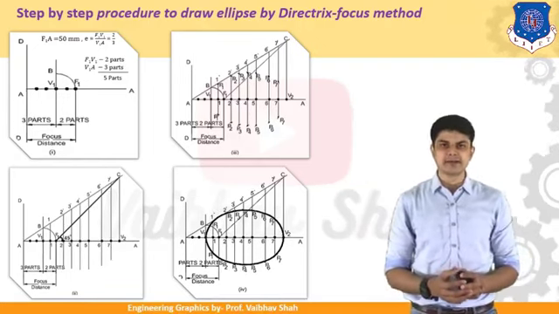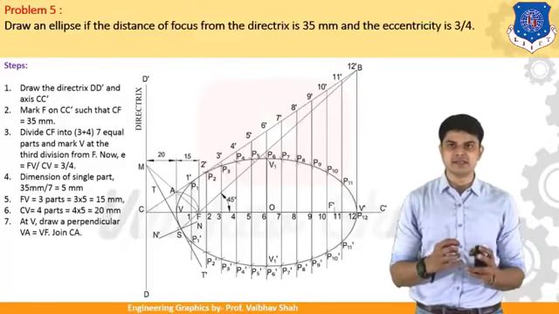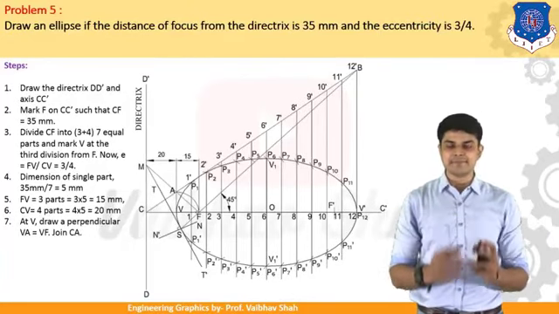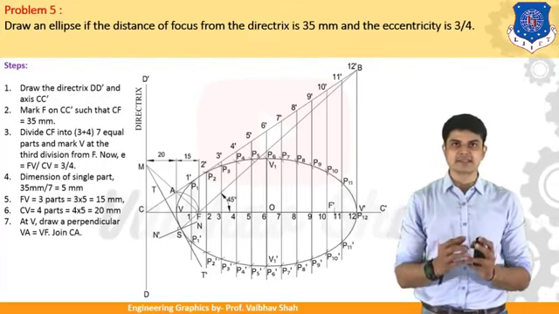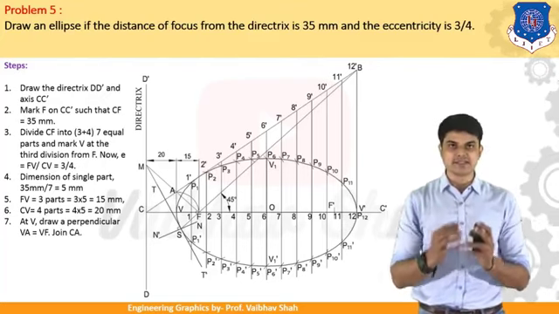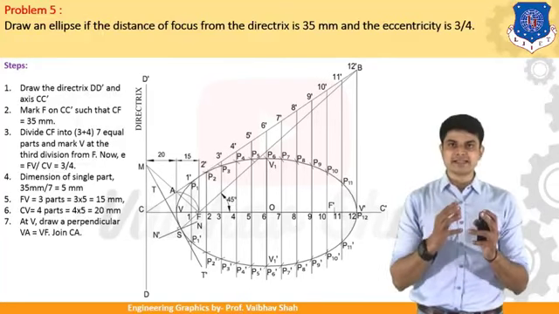So let us see one example and let us understand very easily. So now problem number 5. Draw an ellipse if the distance of focus from Directrix is 35 mm and the eccentricity is 3/4. So here let us follow the procedure.